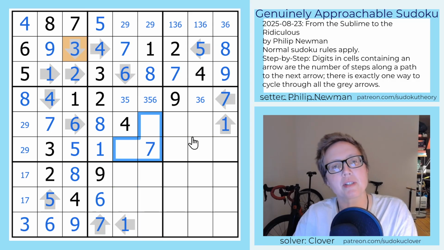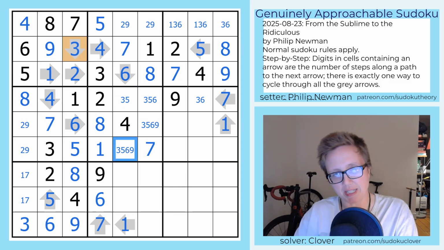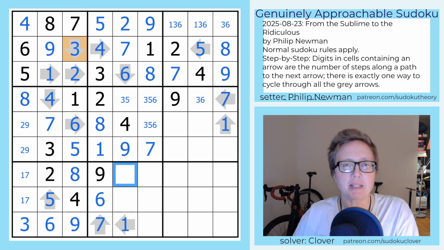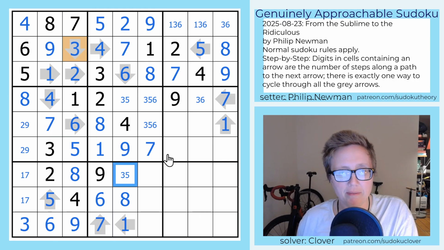And then this region is going to finish off with 3, 5, 6, and 9. This can't be 3 or 5 or 6, so that's a naked 9. So we're going to place a 9 there, and that resolves this 2 and 9. Now I need to place an 8 in the central column, and it can only go there, so that's going to be either 3 or 5.